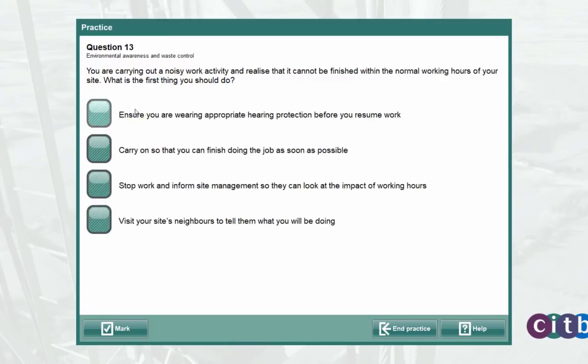You are carrying out a noisy work activity and realise that it cannot be finished within the normal working hours of your site. What is the first thing you should do? Ensure you are wearing appropriate hearing protection before you resume work. Carry on so that you can finish doing the job as soon as possible. Stop work and inform site management so they can look at the impact of working hours. Visit your site's neighbours to tell them what you will be doing.